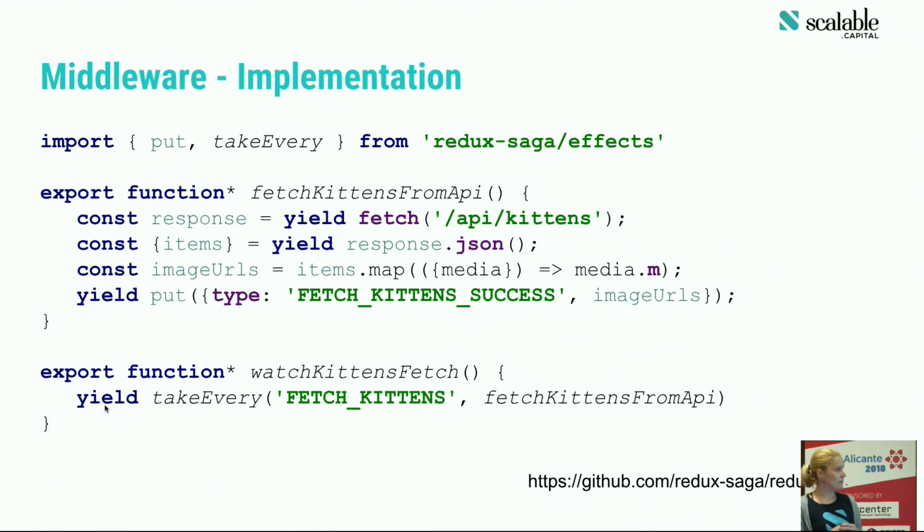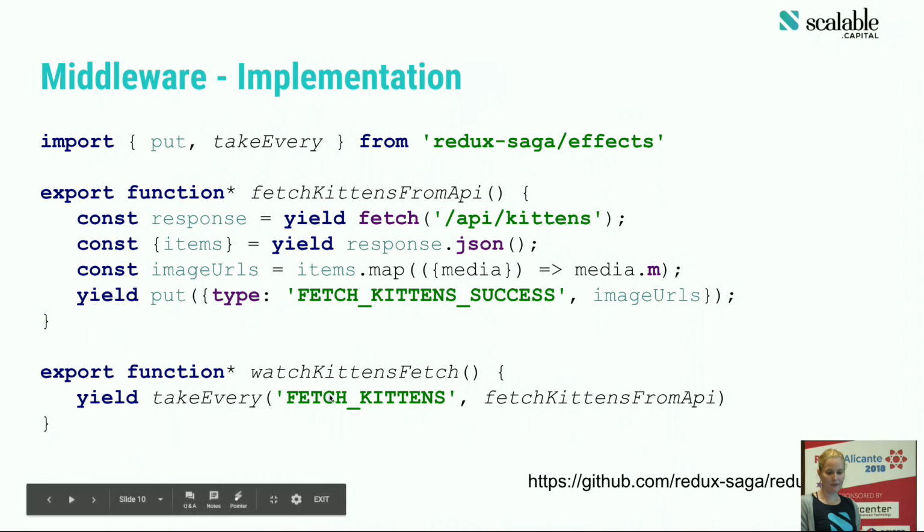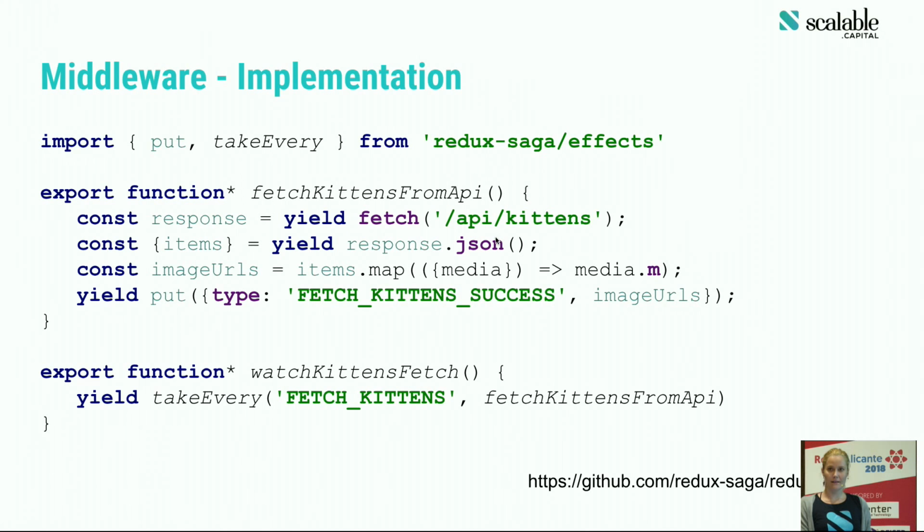What you see here is basically, whenever fetch kitten is dispatched, we want a second functionality to be executed, and that's fetch kittens from API. That would do our request, parse the data that we get as a response, and would then dispatch the fetch kitten success.